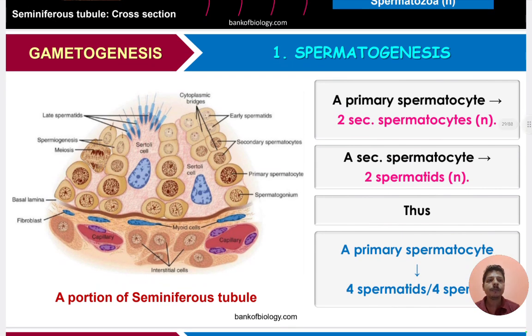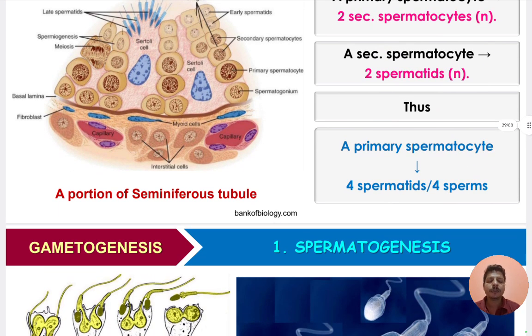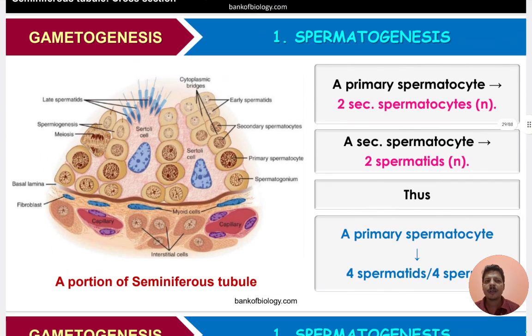Next, a primary spermatocyte gives two secondary spermatocytes, and each secondary spermatocyte gives two spermatids, and thus a primary spermatocyte produces four spermatids, or four sperms. Here you can see in this diagram there are some interstitial cells, spermatogonium, primary spermatocyte, secondary spermatocyte, early spermatid, and then spermiogenesis occurs, giving the late spermatid, and finally the gametes are formed.